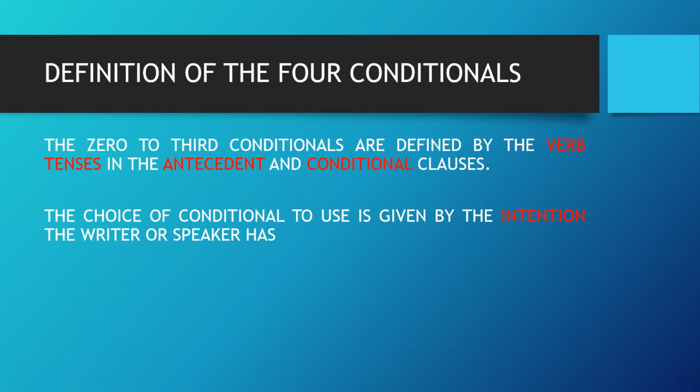There are four conditionals in English, the zero to the third, and they are defined by the verb tenses used in the antecedent and the conditional. Quite which conditional you use depends on what you want to say. And it really is this simple.